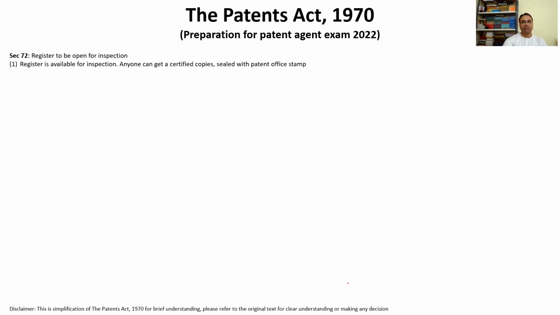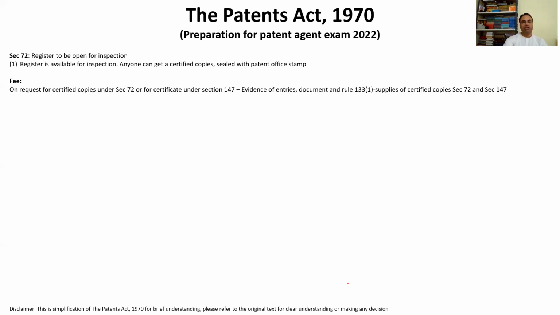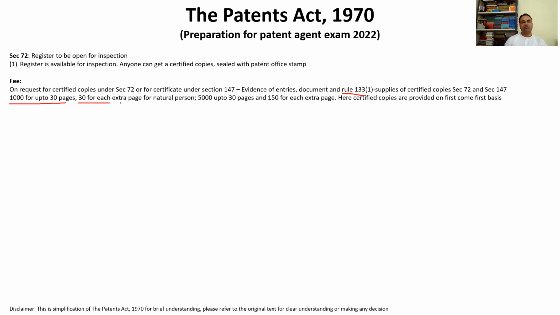Register to be open for inspection. So the register is available for inspection. Anyone can get certified copies, sealed with the patent office stamp. And the fee is on request of certified copies under section 72, or for a certificate under section 147. Evidence of entries, documents, rule 33, and certified copies. What are the charges? It is 1,000 rupees for up to 30 pages, 30 rupees for each extra page for a natural person, and 5,000 for 30 pages and 150 for each extra page for others.